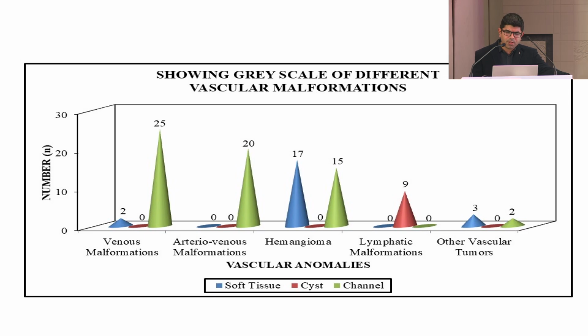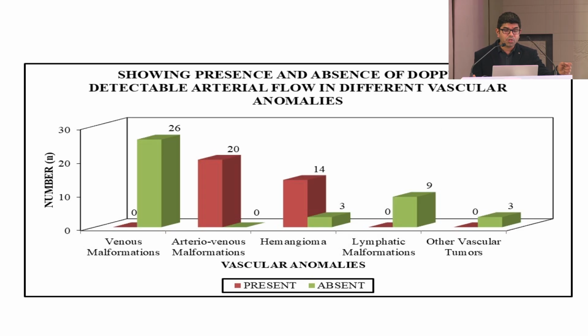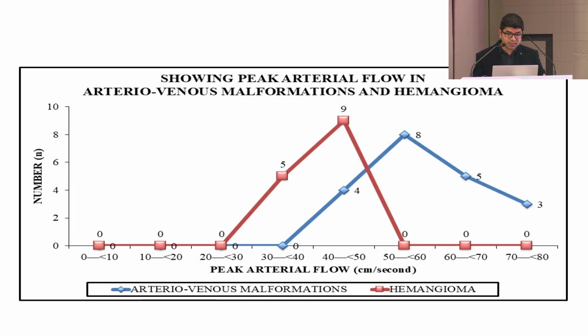Usually not pulsatile, there may be some arteries at times. Then Doppler effect, of course we always put in a Doppler. In an arteriovenous malformation, there will be arterial flow, and the venous flow will be arterialized. So we'll have a high PSV venous flow.